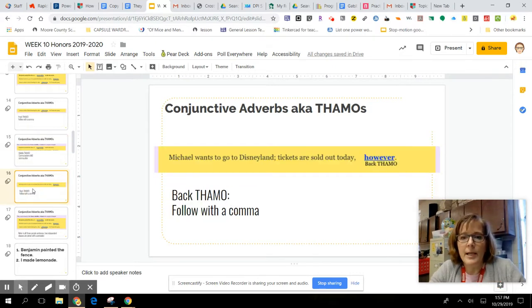And in the final example, if your THAMO is at the end of your independent clause, you precede it with a comma. So basically, the commas depend on that position of the THAMO, and you are welcome to review this tutorial, or you can just jump right into your practice session on No Red Ink.